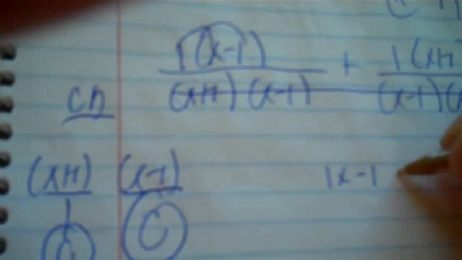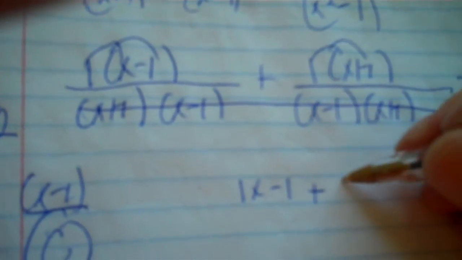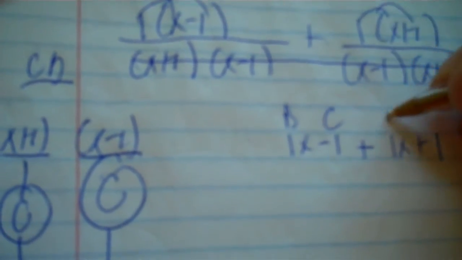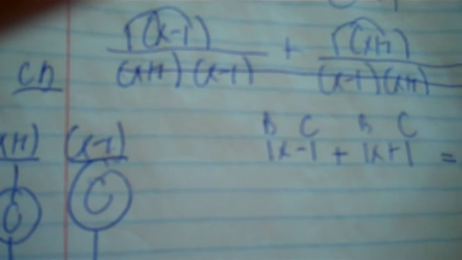So that first one we raise up by x minus 1. Remember, bring it on top too. Cross out the bottom. Then we start distributing. That's 1x minus 1. That's 1x plus 1. And then 2. So we got B, C, and C.